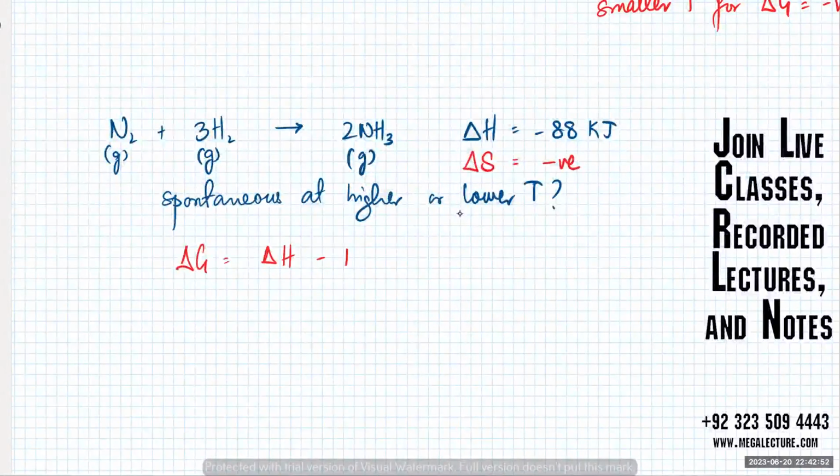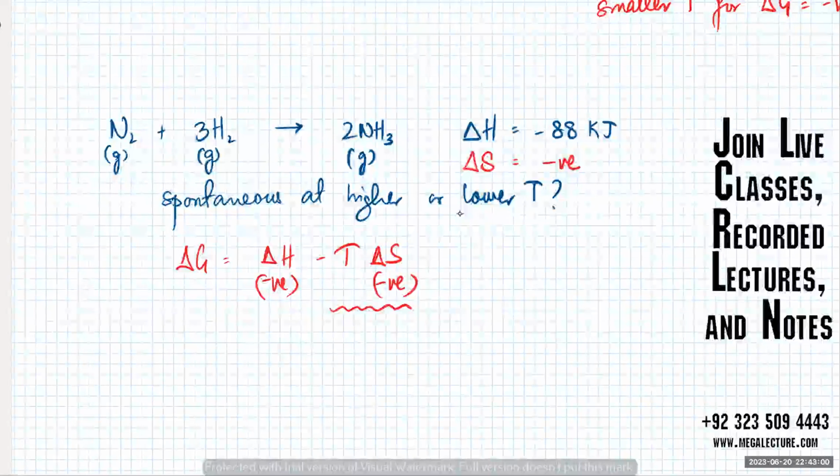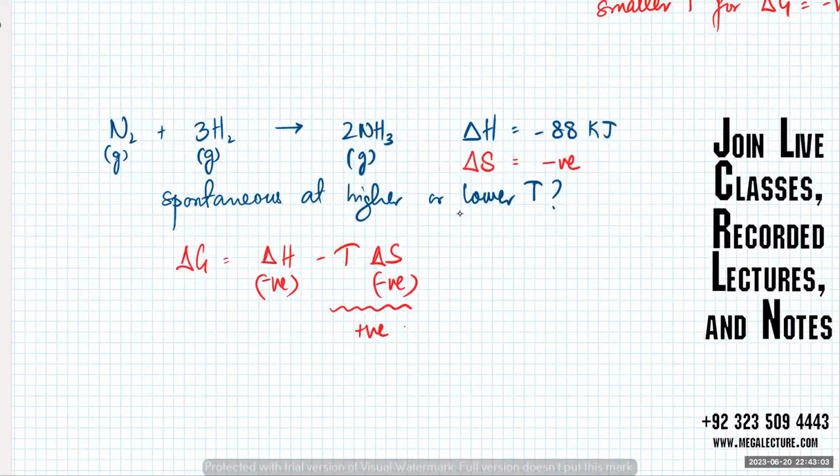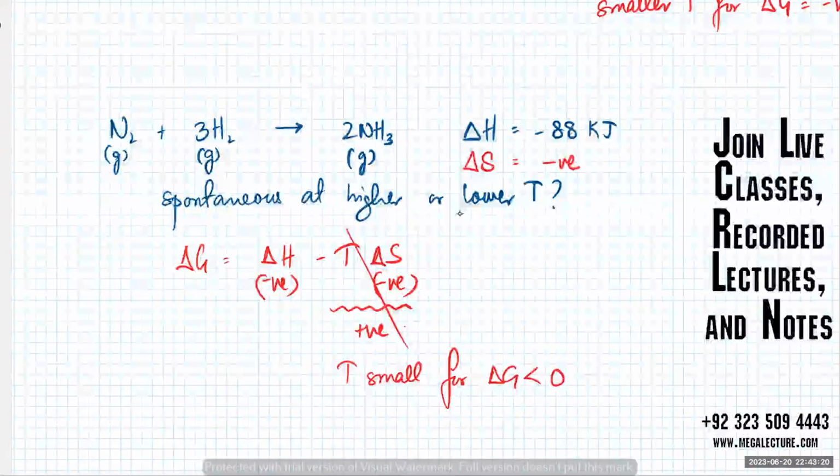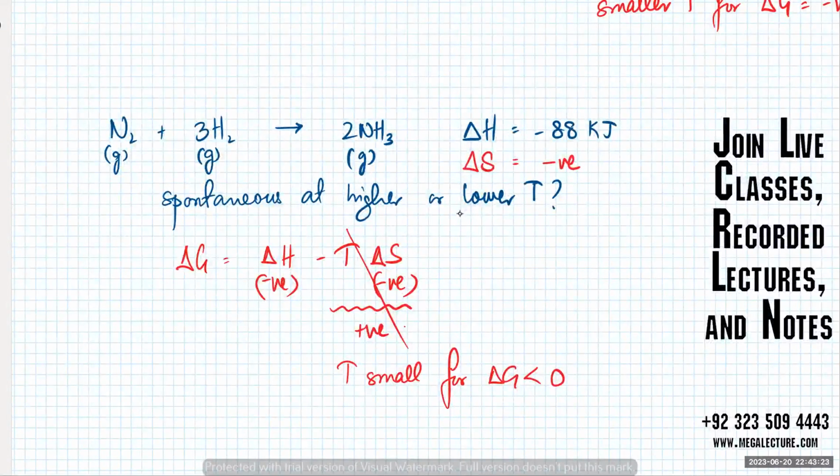So now if both are negative, I need to make delta G negative. So both are negative. That means this term actually is positive. So I need to get rid of the positive term, because I want delta G to be negative. So T would be kept as small as possible. To be negative, right? Is this clear?